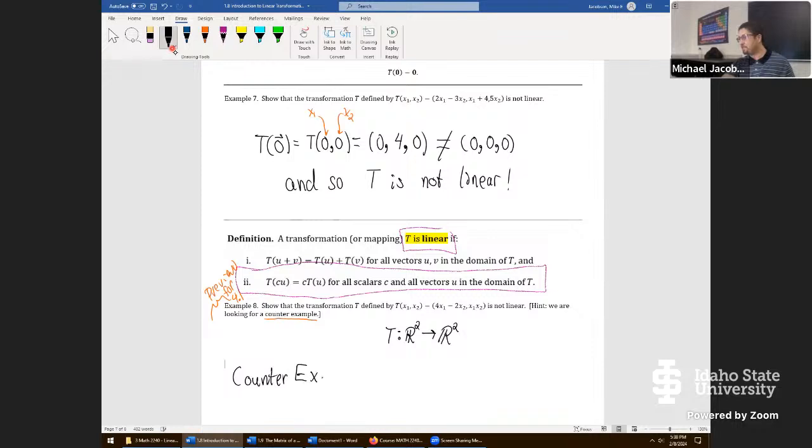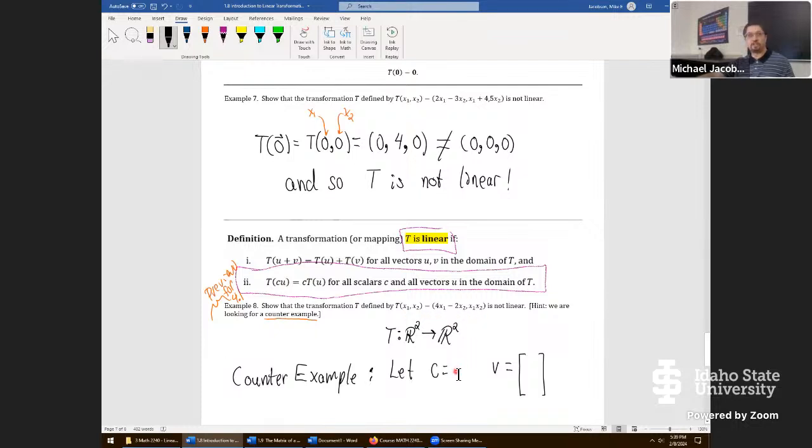For a counterexample, we're going to let c be any real number, a specific one this time, and v, it has to be any vector coming from the domain, R2, but we're looking for a specific one this time. We're not trying to prove this always works. We're looking for one example that shows it won't work.